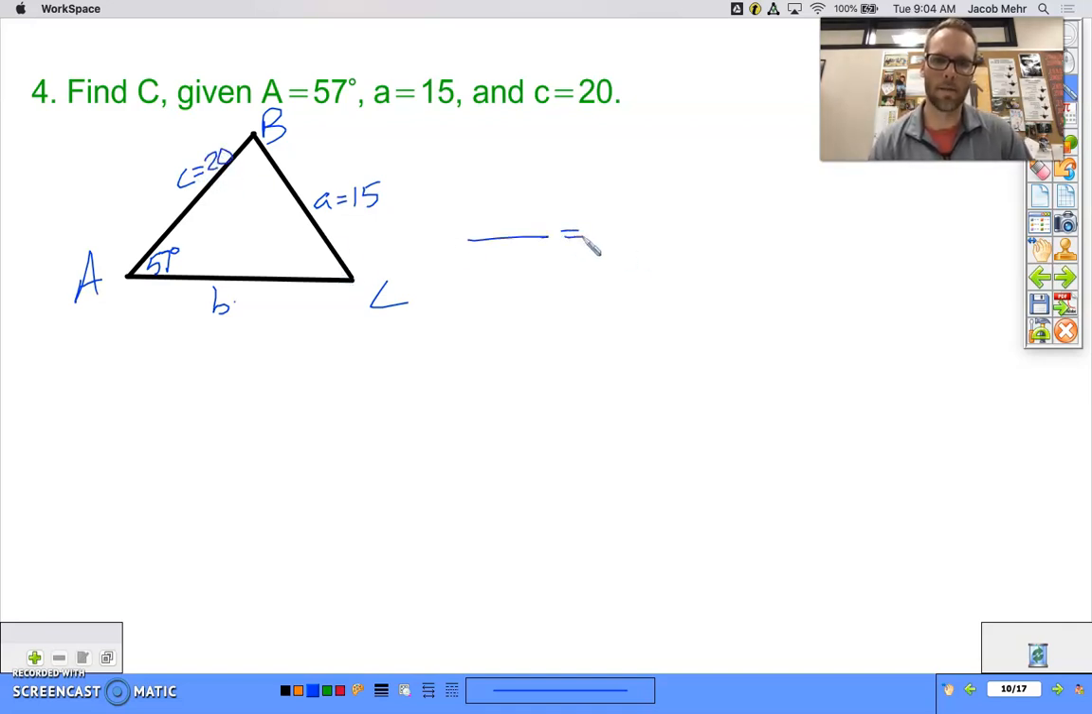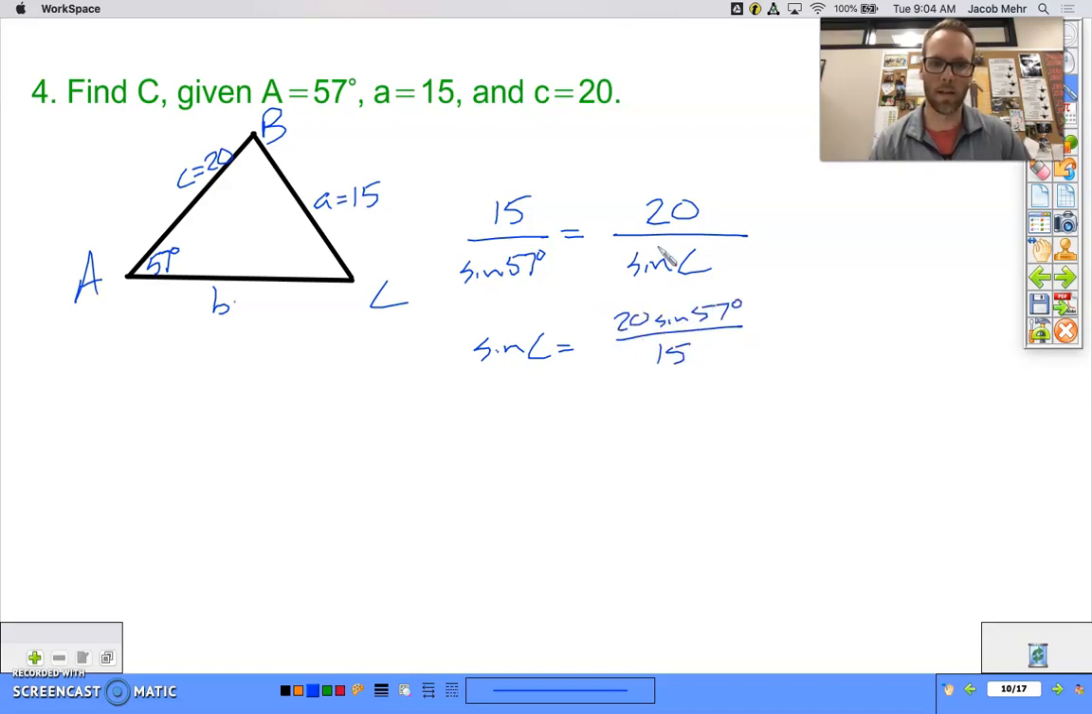All right, so our law of sines. Side A over the sine of angle A equals side C, which is 20, over the sine of angle C, which we don't know. Now solving using cross products, 20 times the sine of 57 degrees over 15 is what the sine of C has to equal. 20 times the sine of 57 divided by 15. Now we find C by taking the arc sine of all of this.